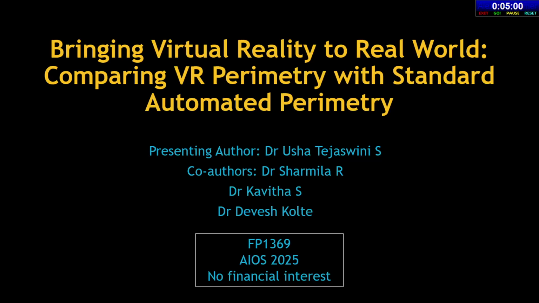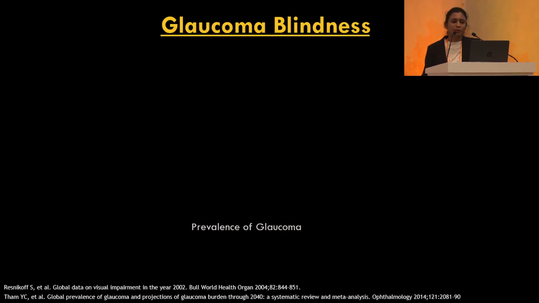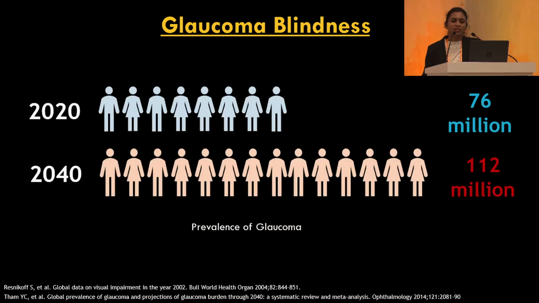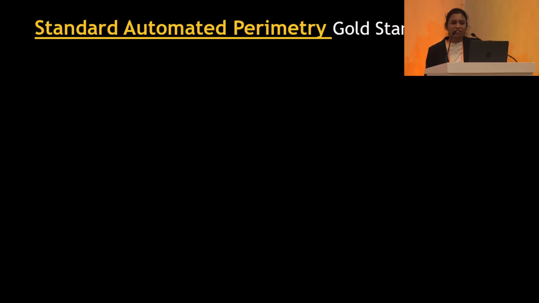Today, my paper is bringing virtual reality to the real world, comparing VR perimetry with standard automated perimetry. Glaucoma-related blindness is estimated to increase to 112 million by the year 2040. If you look at the prevalence of undetected glaucoma, there are 44 million cases globally, out of which 77% are estimated to be prevalent in low HDI countries of Asia and Africa. These numbers stress that we need to strengthen our screening strategies.